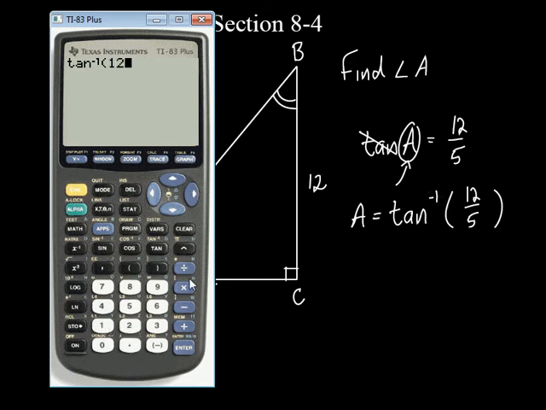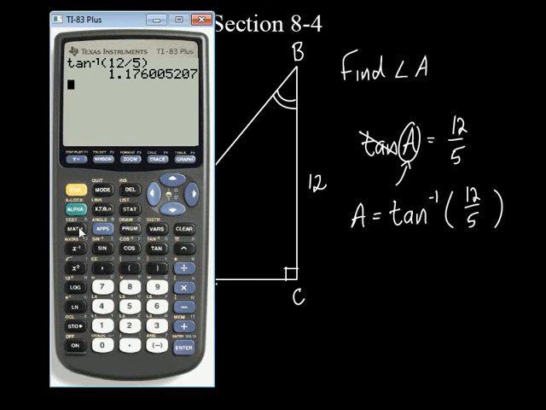So what do I put? 12 over means what? Divide by 5. Now you don't have to close the parentheses. I know I like to keep it all nice and neat. Okay, I don't know why. But now if I hit enter, I should get, oops, you know what? Right before I hit that, I think I forgot something. Watch this.